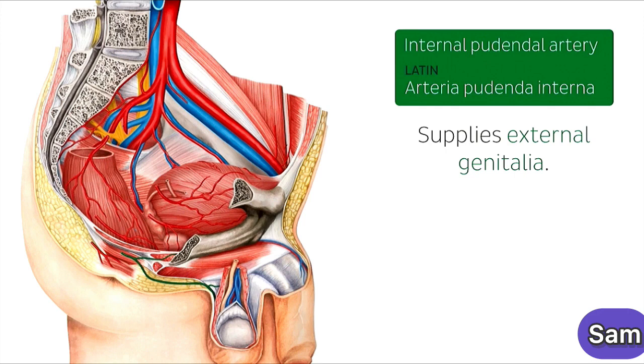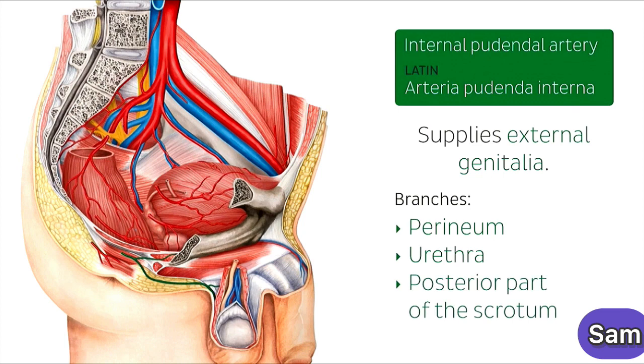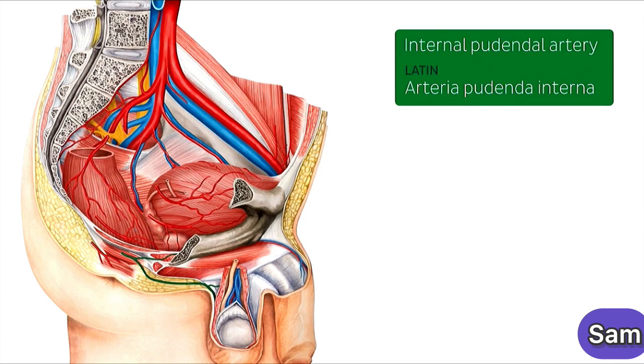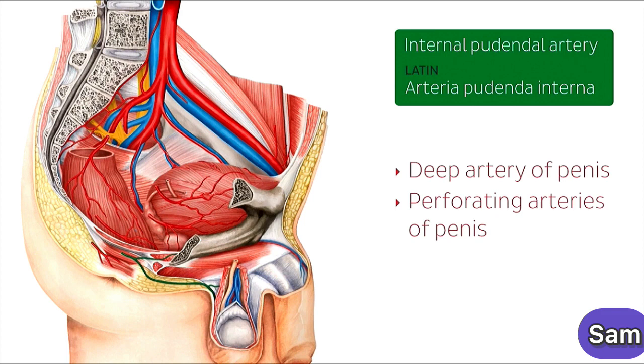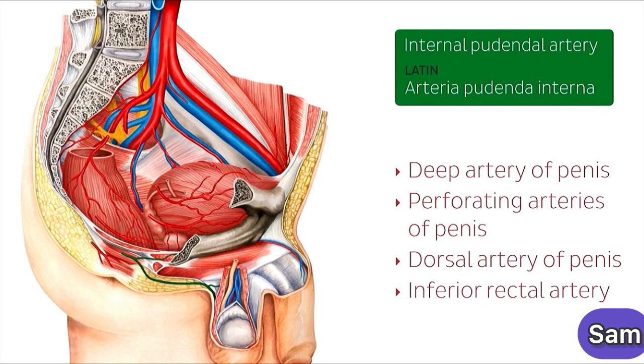It passes through the greater sciatic foramen and also through the lesser sciatic foramen to then reach the lateral wall of the ischiorectal fossa, giving off several branches to the perineum, the urethra, the posterior part of the scrotum, and the penis. In addition, it will give off the deep artery of the penis, the perforating arteries of the penis, and the dorsal artery of the penis in the male pelvis. Finally, it gives rise to the inferior rectal artery. And for more information on the branches of the internal pudendal artery in the female pelvis, you should check out the tutorial on the blood vessels of the female pelvis here on Kenhub.